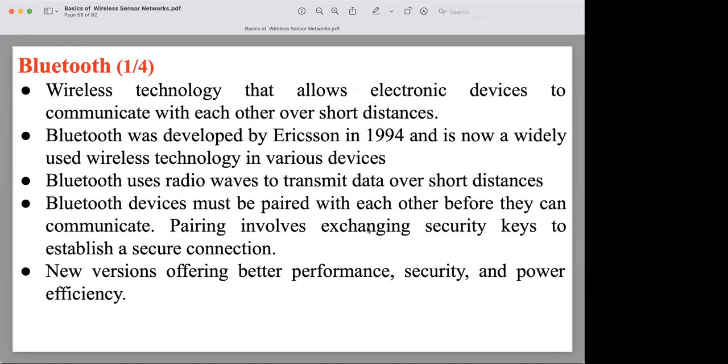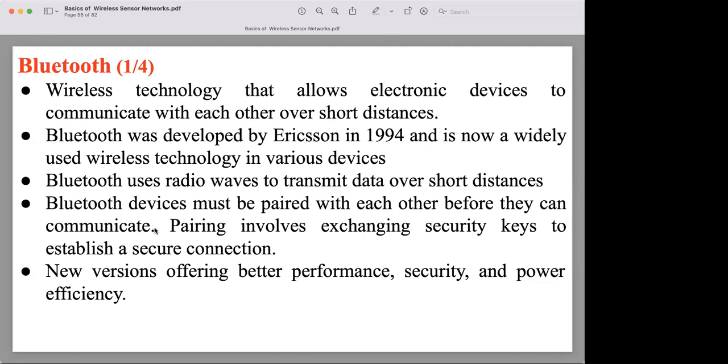Now the second one is Bluetooth communication. Of course, Bluetooth is in our smartphones, and a number of devices use Bluetooth. Why? Because they consume less energy and have short-range communication. You can communicate over some meters. Bluetooth was developed in 1994 by the Ericsson company, and now it's widely used because of its low energy consumption and short-range communication. And Bluetooth devices must be paired with each other before transmission.